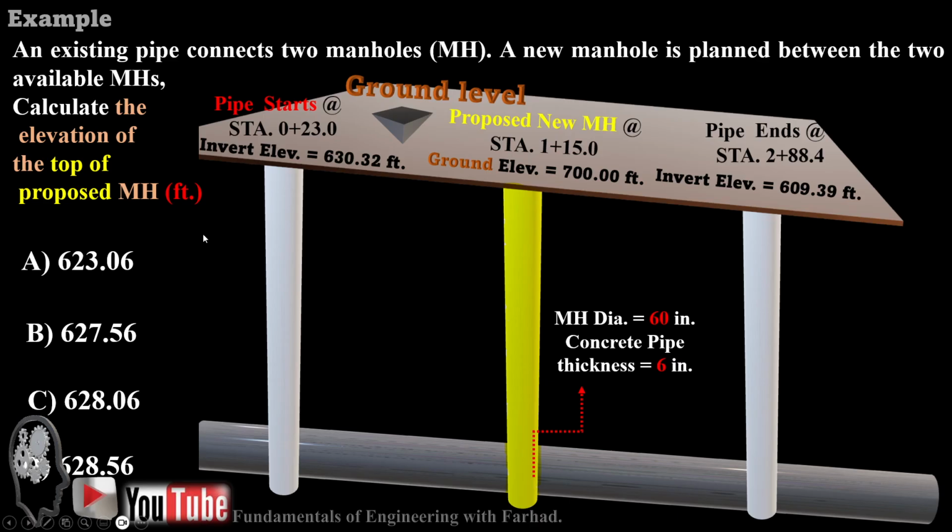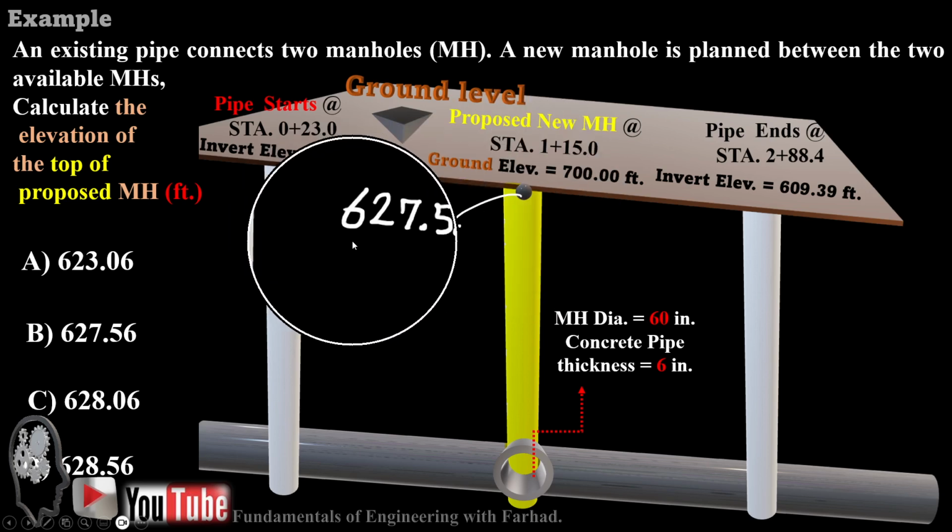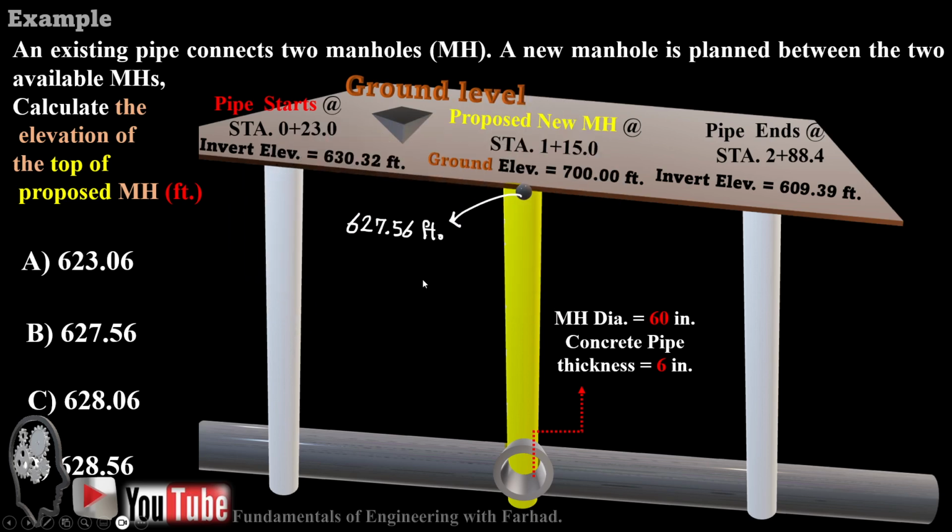If we jump to our multiple choice question, you can easily see the top of our manhole is 627.56 feet. So that's choice B.